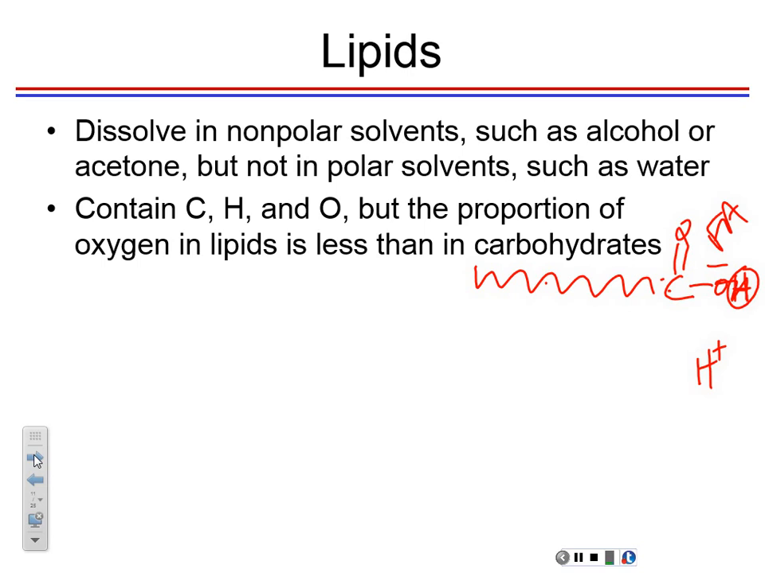I think people have trouble with that in the module, and I will cover it again towards the end when we finish off talking about this. So we have C, H, and O in the fats, but not too much O, and not as much O as we have in carbohydrates. All right.